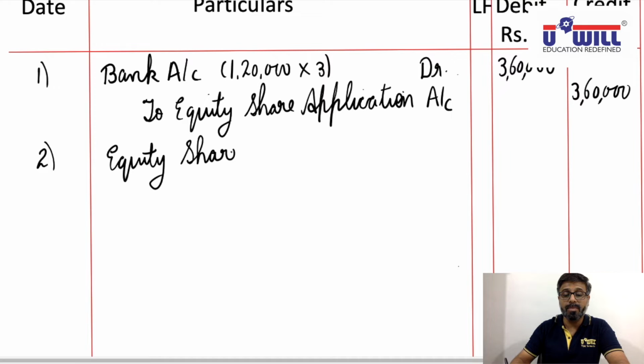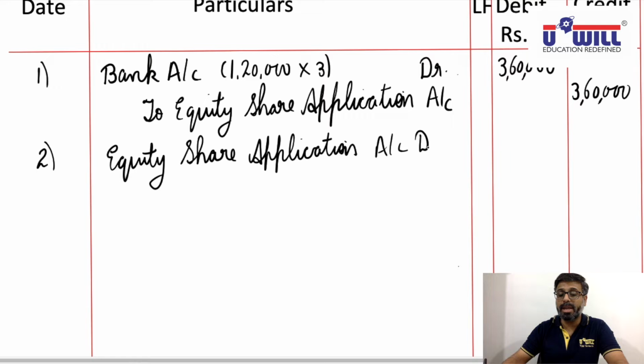Now second entry, equity share application account we will debit and close with full amount 3,60,000. So equity share application account debit with full amount 3,60,000. We will debit and close it with full amount 3,60,000.